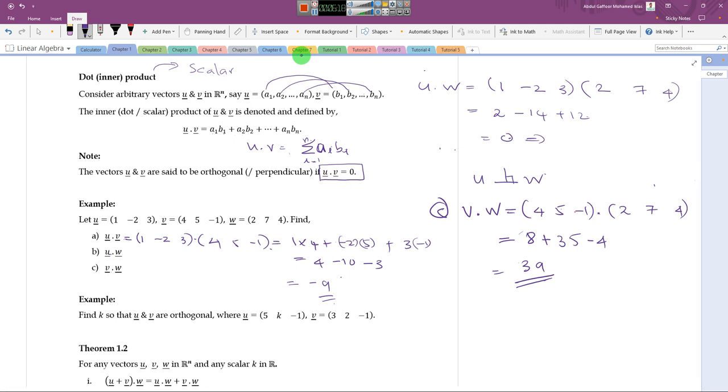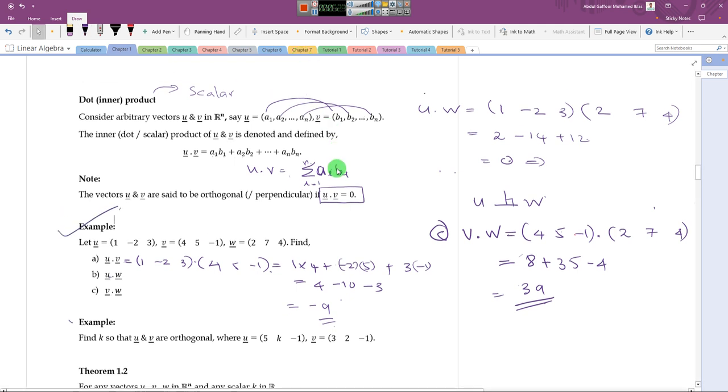Find k. We have completed this example, and now we will go to the next example.